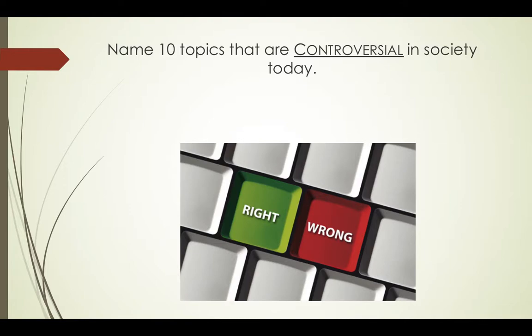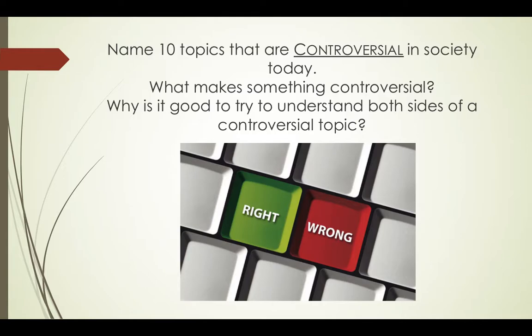So looking back to your bell work for today, I asked you to name 10 topics that are controversial in society today. So I want you to look back on that list that you made of those 10 topics that are controversial and think, what makes something controversial? And also, why is it good to try to understand both sides of a controversial topic? I want you guys to kind of think about those two questions as we talk about this last concept here, this last event that took place during the 1920s.